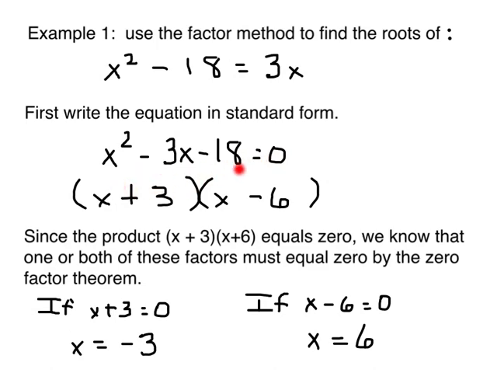Then we're going to factor, and our factors are 6 and 3, negative 6, positive 3. So our answer here would have to be negative 3, and here would have to be positive 6. So our answer is either negative 3 or positive 6.